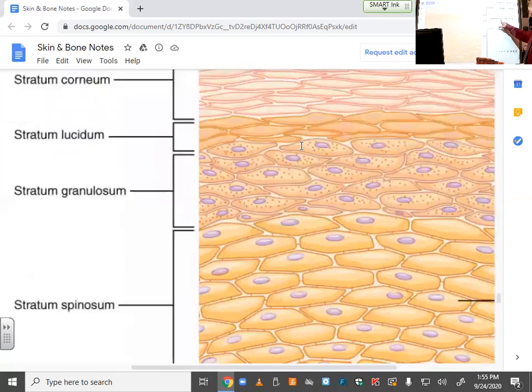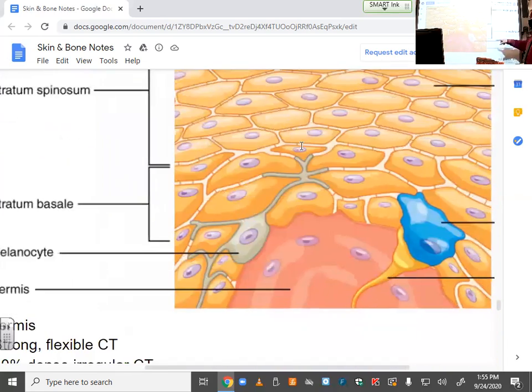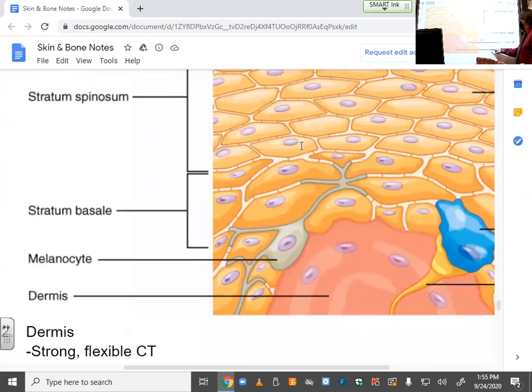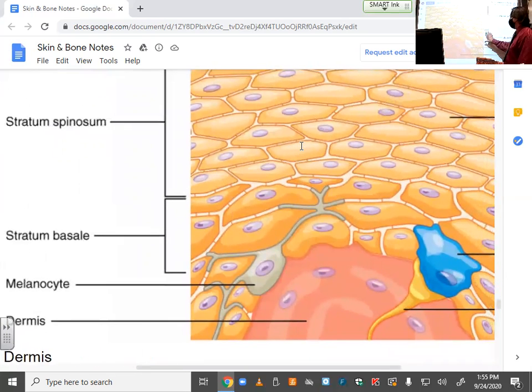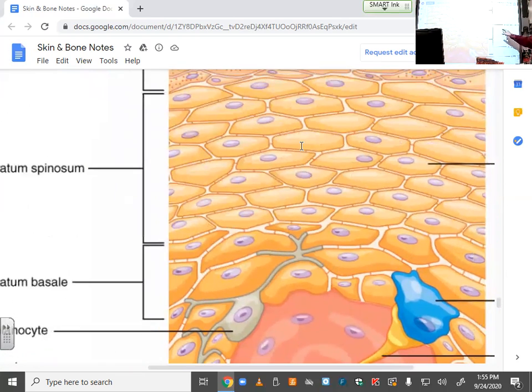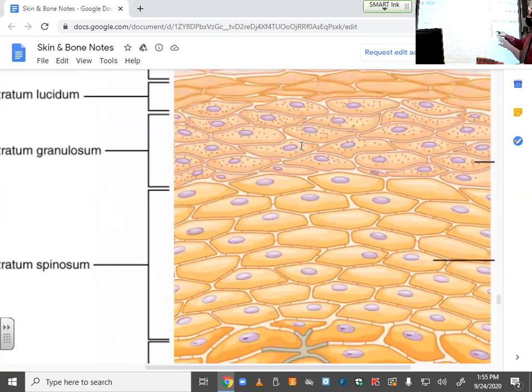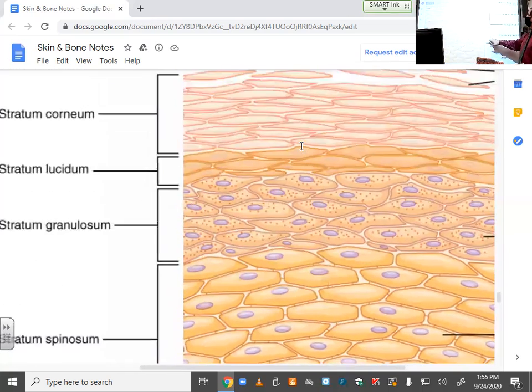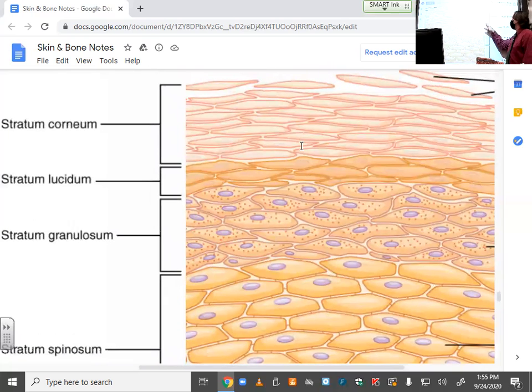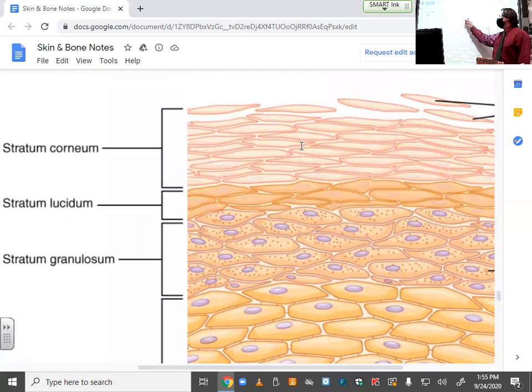Start at the bottom with the stratum granulosa, or excuse me, stratum basal, where the cells are going to be undergoing asexual reproduction, splitting like crazy. Then you have the stratum spinosum. Then you have the stratum granulosum, where they really start to flatten out and look like skin. Stratum lucidum is that clear, tough layer. And then the stratum corneum is that dead outer layer where the cells get kind of sloughed off.